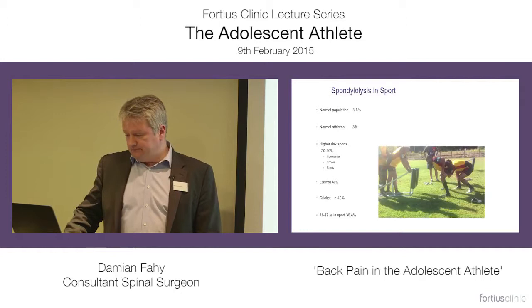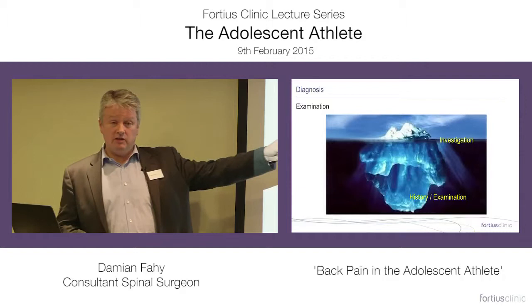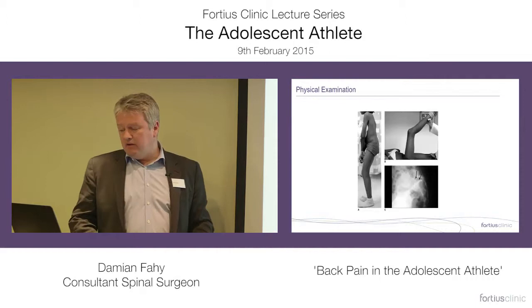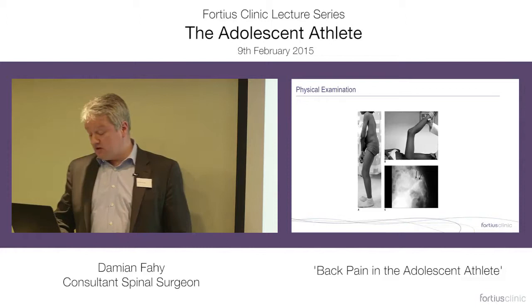Okay, so we've done history and then it's examination. You've got an iceberg here, and investigation is only the little bit on top, and everything else below is what gets you your diagnosis. Now, this is what somebody looks like with a spondylolisthesis, where the bones actually slip forward. They get short hamstrings, they lose the lumbar lordosis, they've got a simian stance. You're not going to see that in a child with a stress fracture. X-ray.